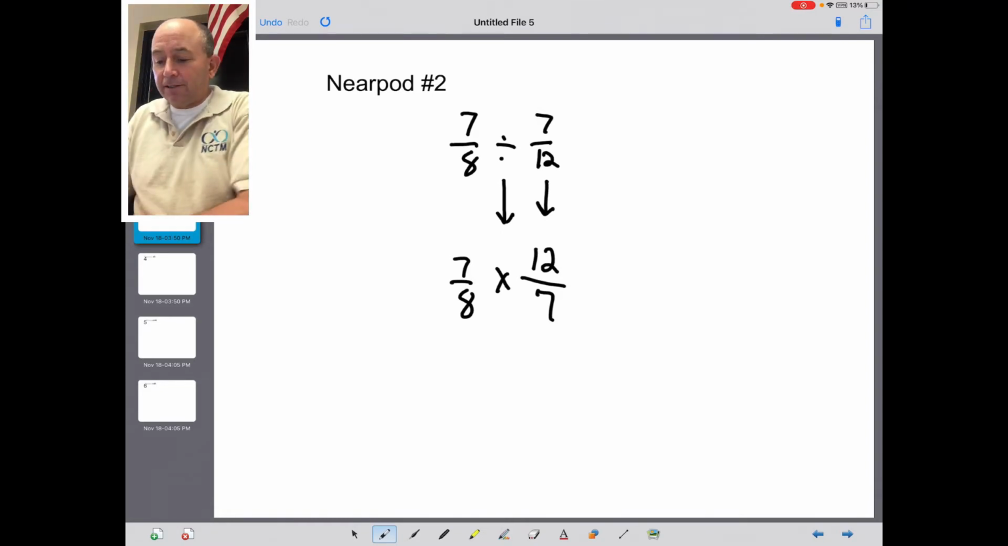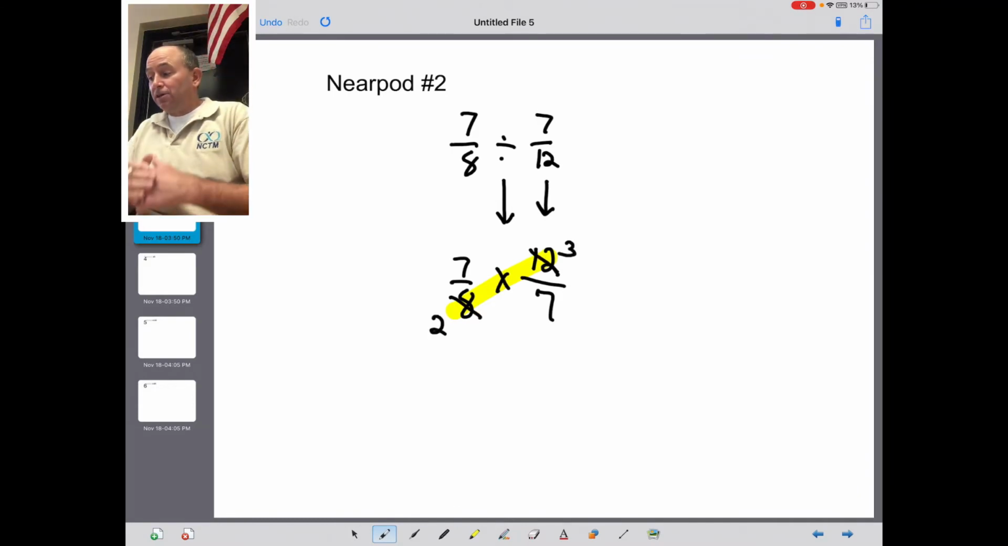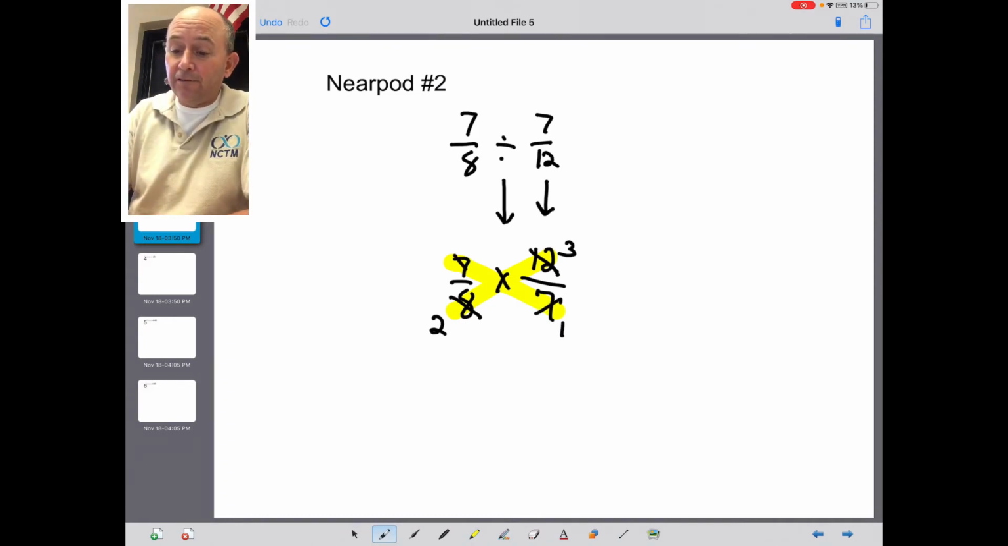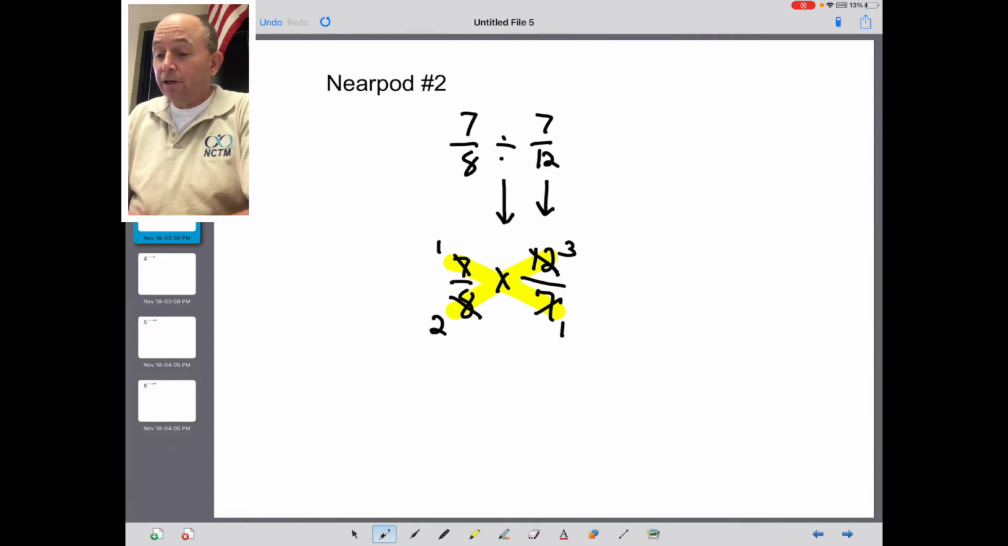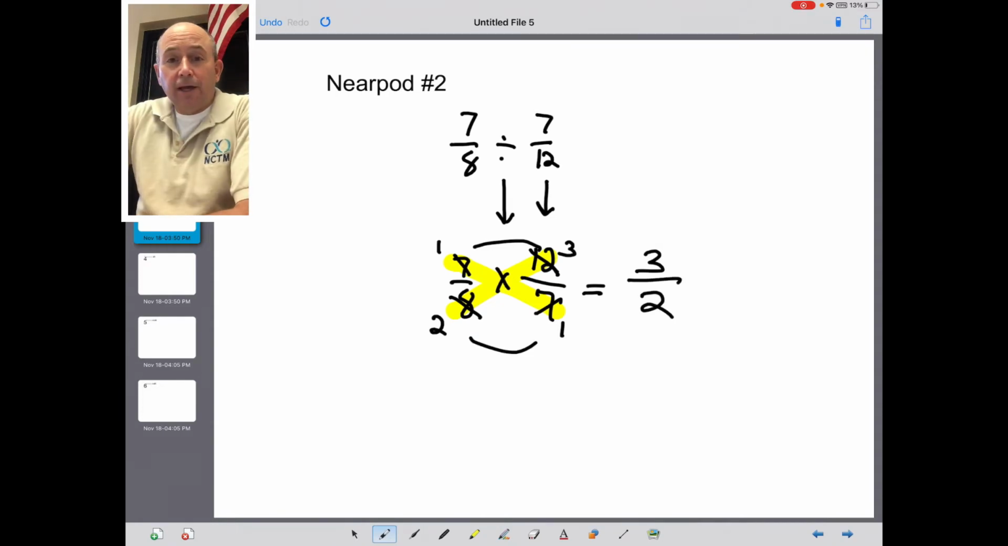But anyways, you can cross-simplify now, kids. Because 8 and 12 are very compatible, and they're both divisible by 4. So 8 divided by 4 is 2, and 12 divided by 4 is 3. Then you'll notice that the 7s are also compatible. So you can divide 7 by 7 and get 1, and divide 7 by 7 and get 1. So now all you have to do is multiply 1 times 3, and you get 3. Multiply 2 times 1, you get 2. And there's your quotient. Should they do anything else to that, Chris?